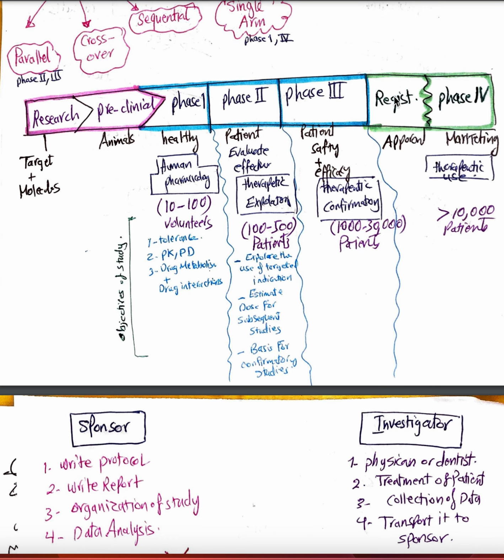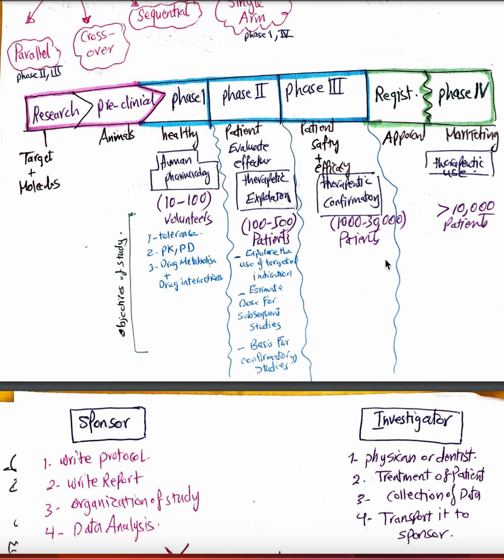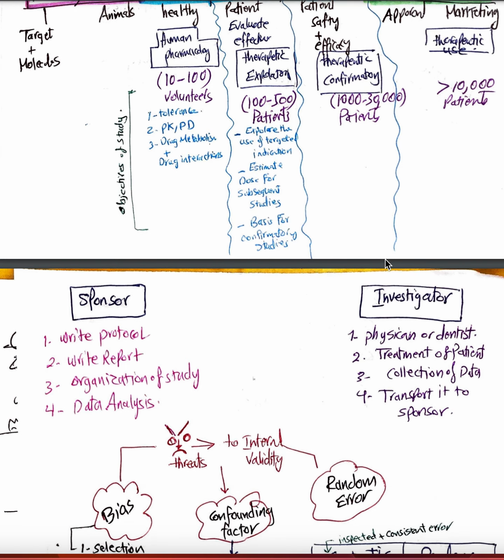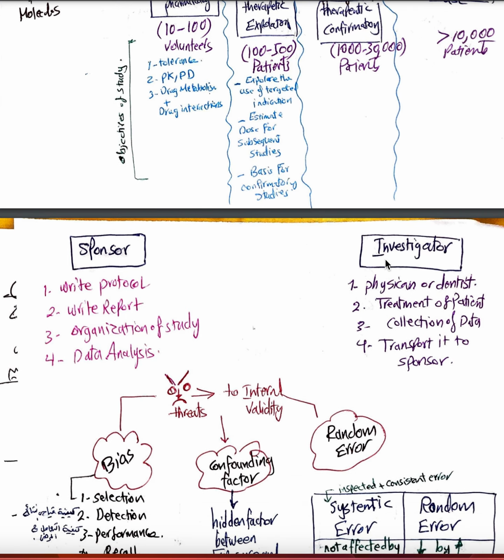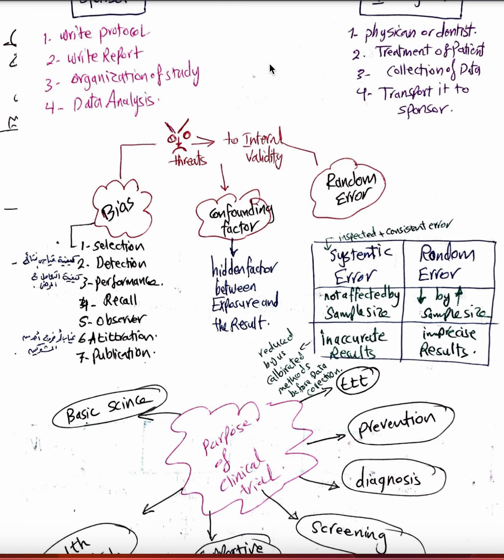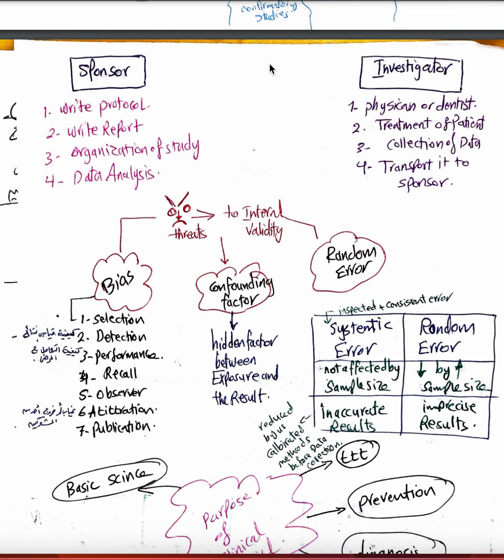And then we register the drug with the FDA, EMA, or similar bodies, and we take approval from them, and we go to phase 4, which is the marketing phase, and we can say therapeutic use, and that is more than 10,000 patients. That's all about the phases, and I confirm to you that we will describe them thousands of times during this lecture.